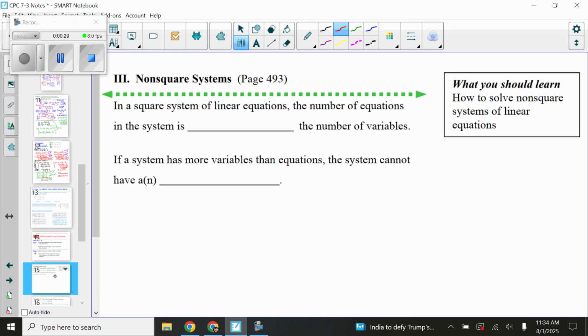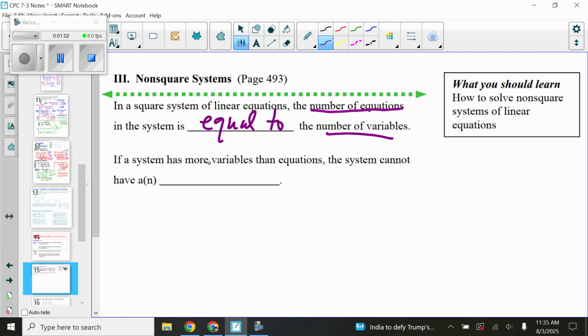So we're going to start right off with just what a non-square system is, and we've kind of alluded to that earlier in the chapter as well. In a square system, think about what that could mean in terms of number of variables and number of equations. If it's a square system, that means the number of equations is actually equal to the number of variables. So you have the same number of equations as you do variables. So if there's 2 unknowns, we have 2 equations. If there's 3 unknowns, we have 3 equations. Things work out really well. We can get those unique solutions.